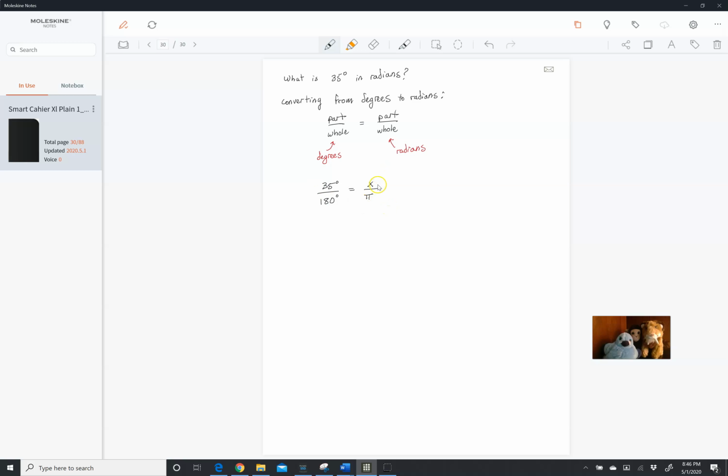Well, what do we need to find? We need to find x. So our x, this is the angle in radians. That's what we're trying to find. So we can cross multiply. Sorry, 35 pi is equal to 180x.